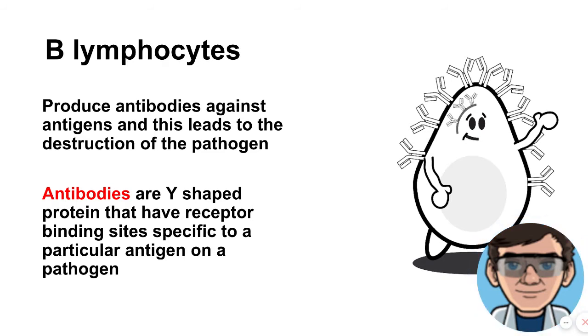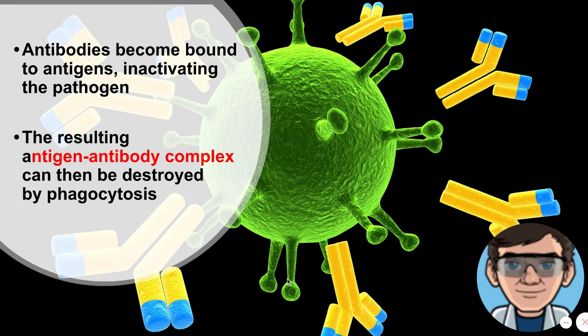B lymphocytes produce antibodies. These antibodies are also Y-shaped proteins, but they're released from the B lymphocyte, and then they travel and attach onto the antigens on the surface of that specific pathogen. There's the pathogen there, and there are the antibodies approaching it. When they bind to the antigen, we call that the antigen-antibody complex. That deactivates the pathogen. That makes it harder for it to escape phagocytosis.